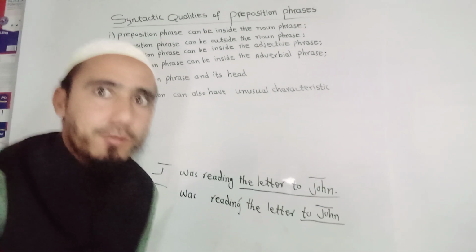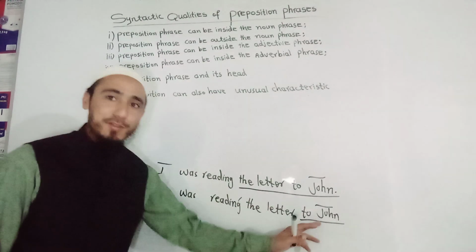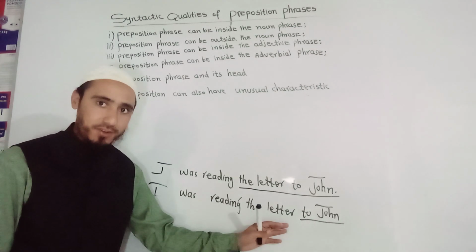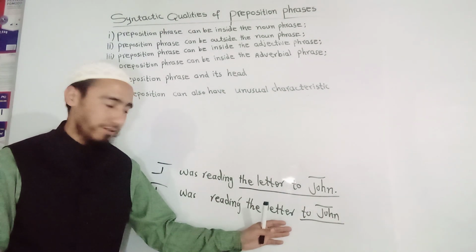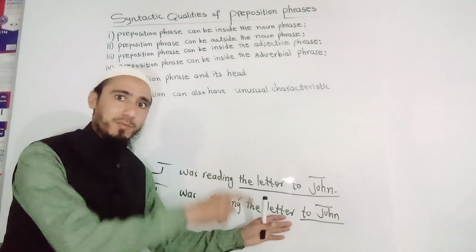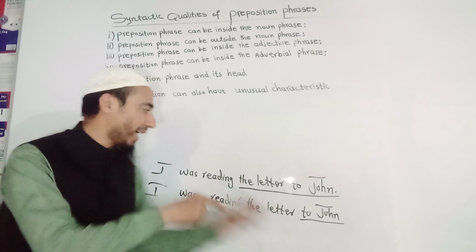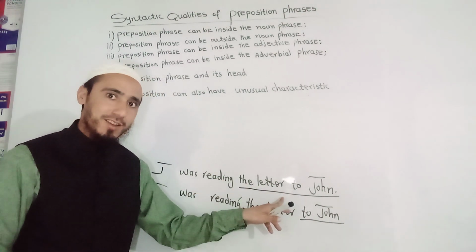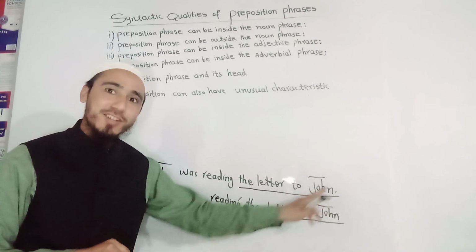So there's some problem. Here I am taking it outside. Another meaning, for example: I was reading the letter to John, because the letter was sent to John. I was reading to John loudly. And in this sentence, I was reading the letter to myself, and it was sent to John.